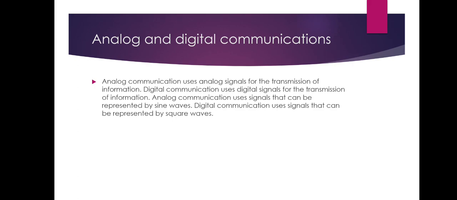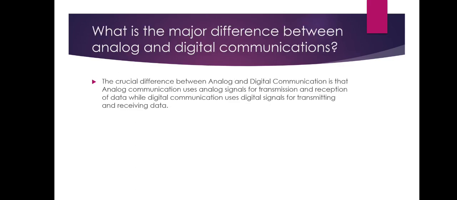Analog communication uses signals that can be represented by sine waves. So in analog communication, the signals are used in a waveform, and those waves are sine waves. Digital communication uses square waves. The major difference is analog uses sine waves and digital uses square waves.